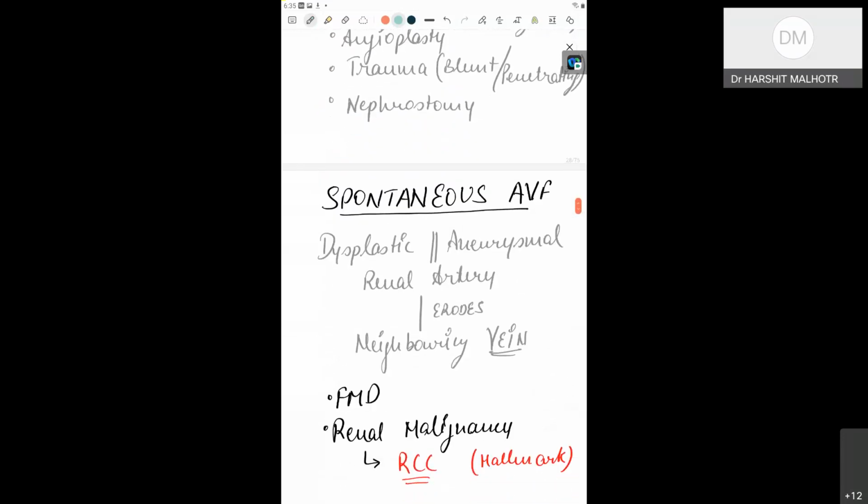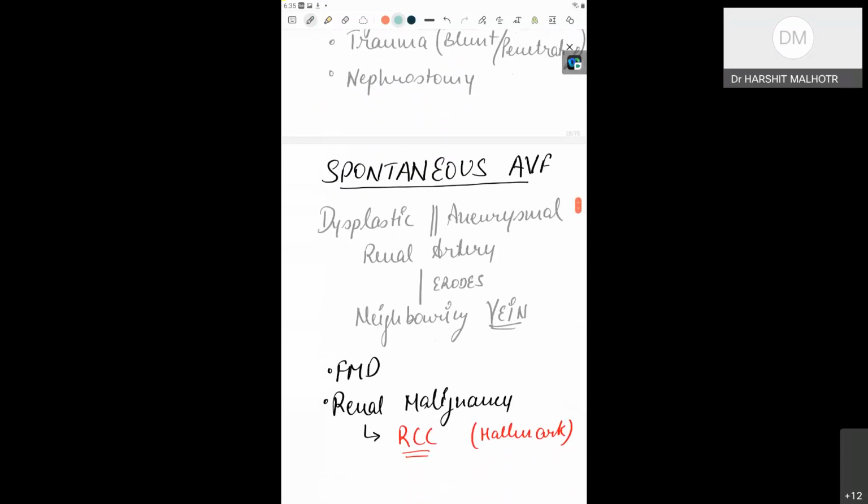Now there's a rare entity in which there's a spontaneous AVF. So for a spontaneous AVF, what has to happen is that the artery needs to be diseased.